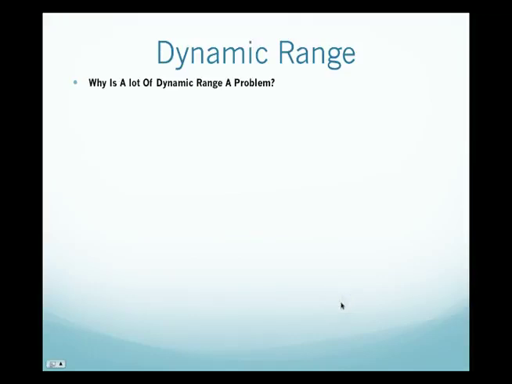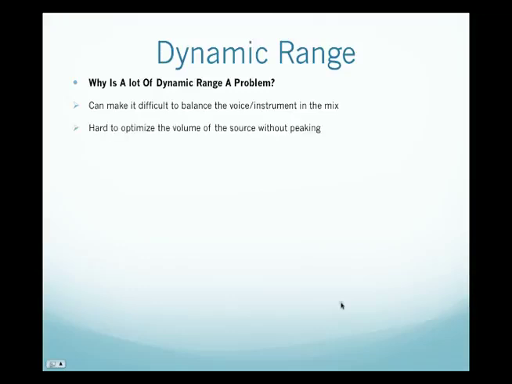So why is a lot of dynamic range a problem? Well, first of all, a lot of dynamic range can make it difficult to balance the voice or instrument that you have in your mix. And so that's one of the things we have to be careful about. Also, it can be really hard to optimize the volume of the source you recorded. It's hard to turn it up to its optimal level without peaking, because those spikes could cause us to peak, so we're not really able to turn up so that the lower level passages can be heard as well. So we've got to be careful about that.